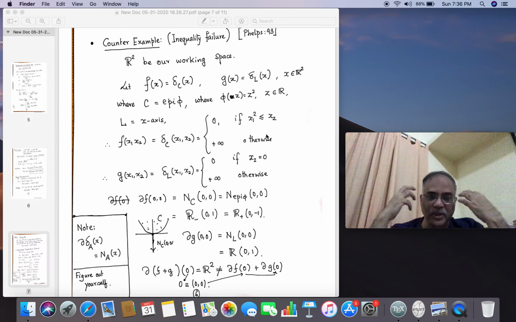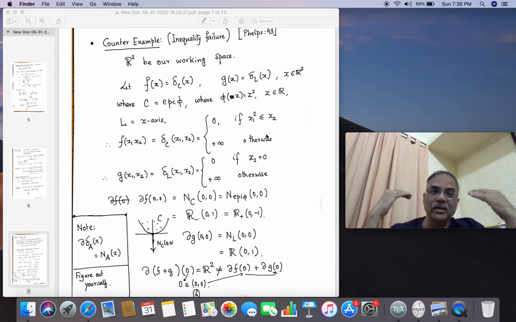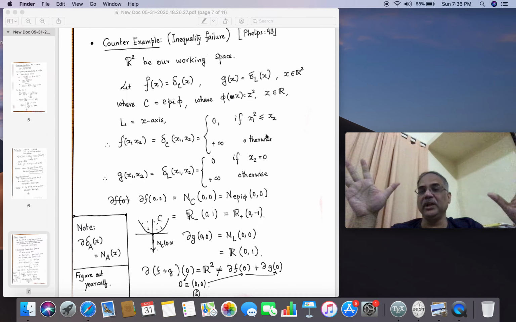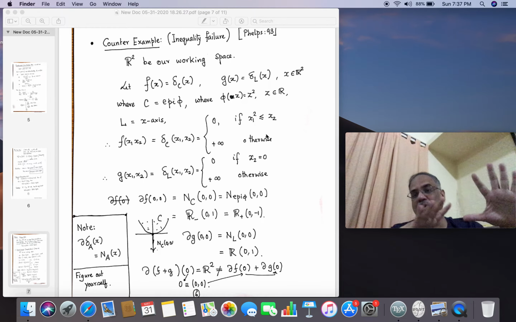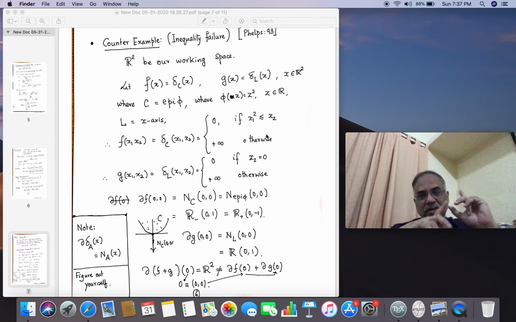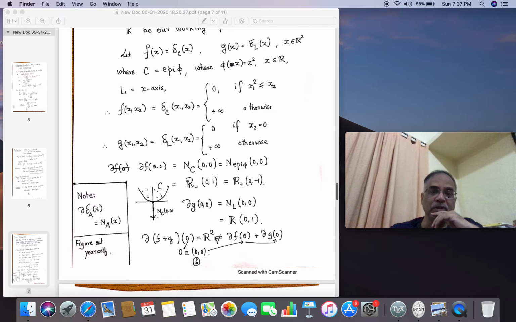So in this particular case, the continuity will break. Neither F nor G would be continuous at any point in dom F intersection dom G. It will not be there, because dom F intersection dom G is (0, 0) here. So del of (F plus G)(0) is R2 here, because that is the dom F intersection dom G, (0, 0). So at that point F plus G is what? At (0, 0), F plus G is 0.